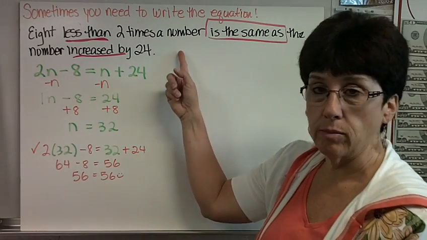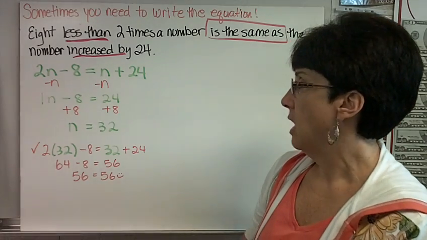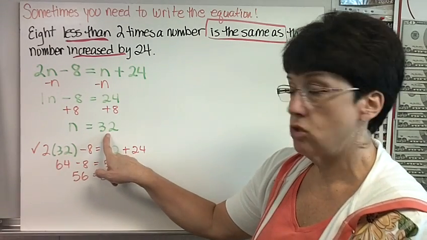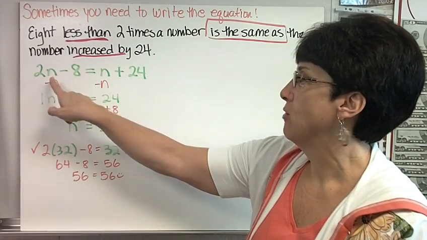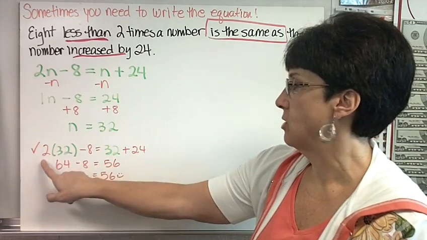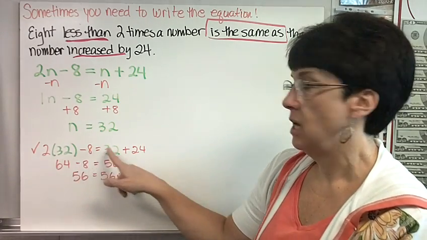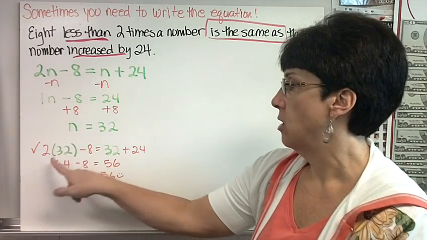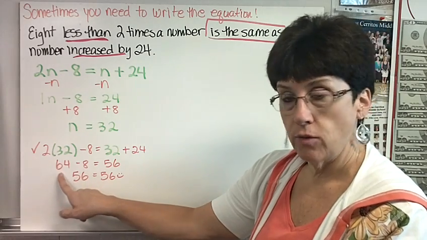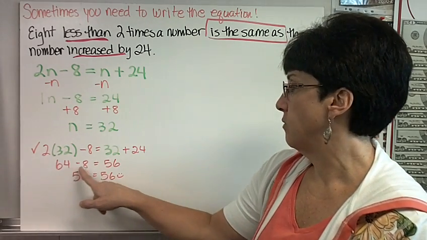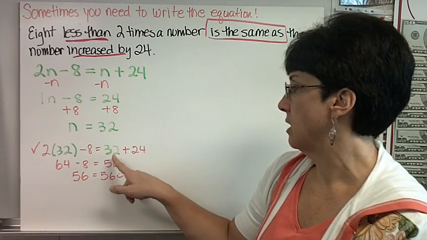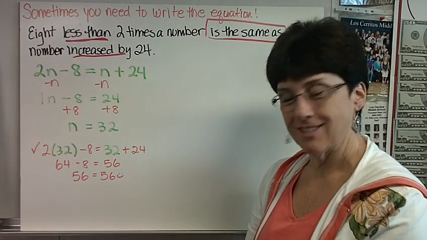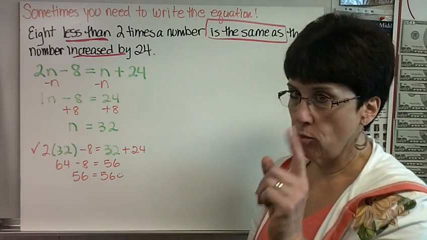See, this was a word problem, but it's the easiest one we've done so far. And then to check, I'm going to substitute the 32 for the n in both places. So I'm going to say 2 times 32 minus 8 equals 32 plus 24. 2 times 32 is 64, and then 64 minus 8 is 56, and 32 plus 24 is 56. So it worked out. One more problem.